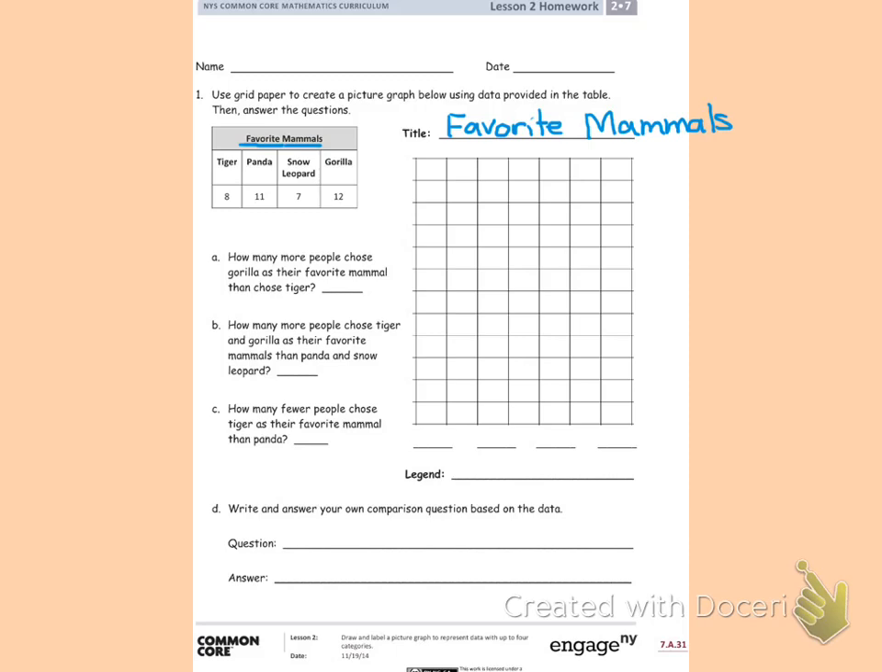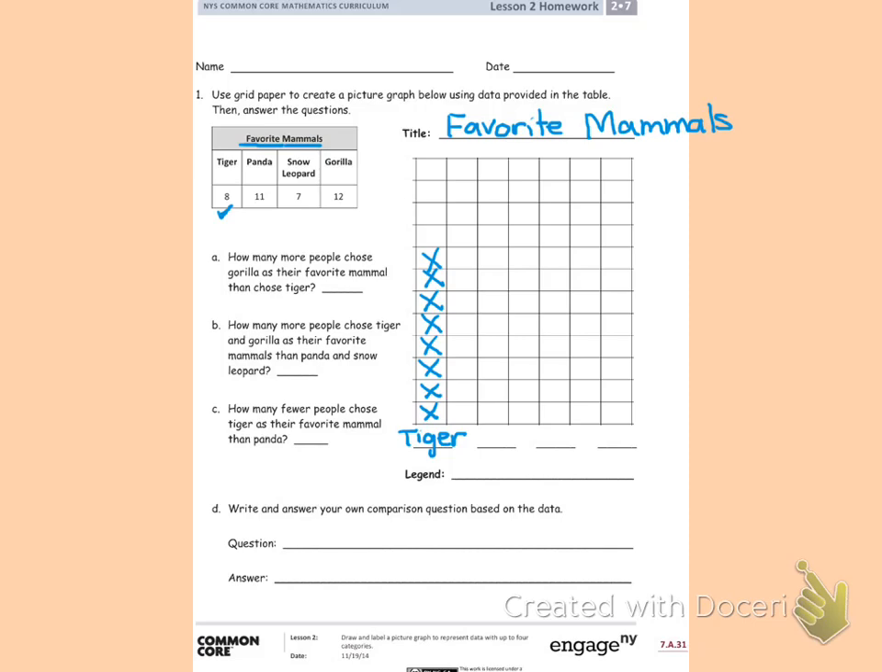I will use X's. The first category is tiger. I will write it here. The chart or table shows that there are 8 people whose favorite mammal is a tiger. I will put 8 X's. 1, 2, 3, 4, 5, 6, 7, 8. I'll put a check mark there so that I know I did that category.